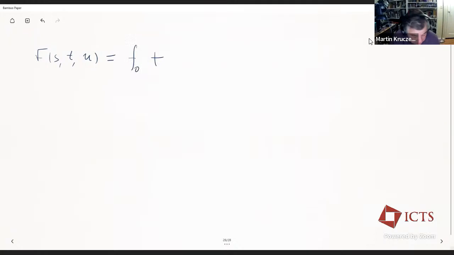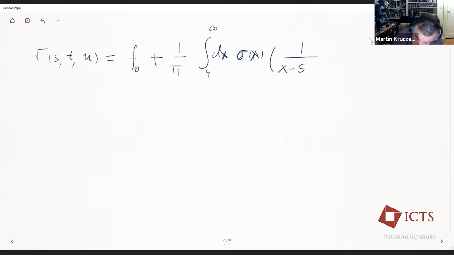Depends on how many subtractions we have, but I'm going to do a simple case. So I will have a constant, then I will have a single variable spectral density, sigma of x. And I'm going to put here 1 over x minus s plus 1 over x minus t plus 1 over x minus u, and this is obviously symmetric in the interchange of s, t and u.